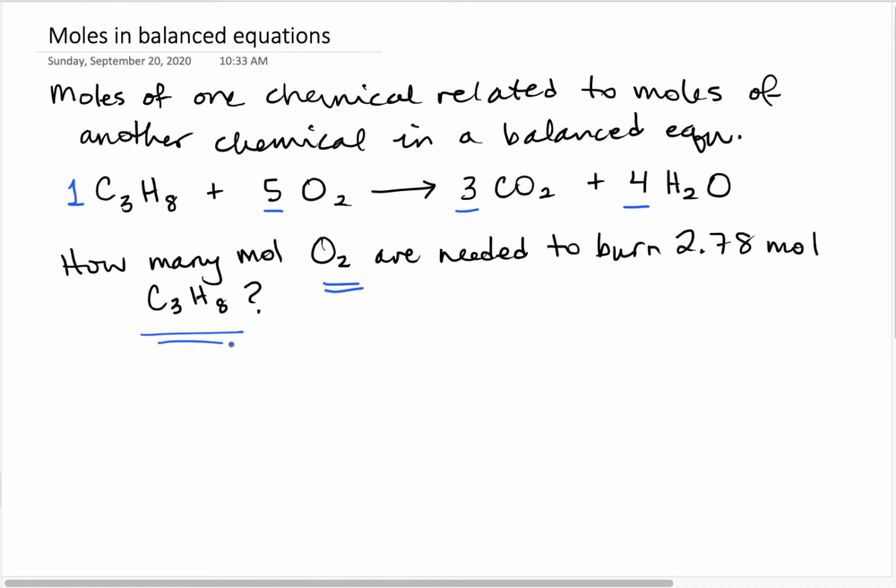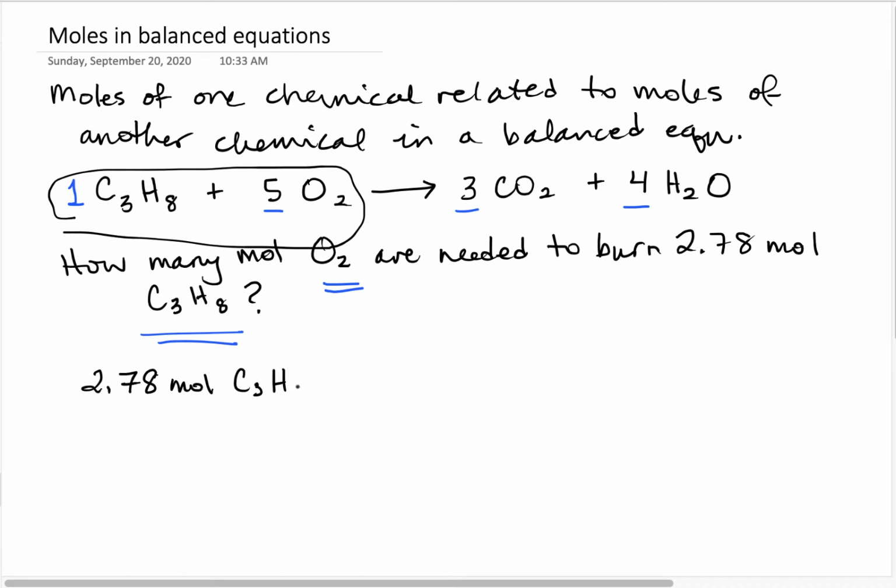In this, we're going to use the same kind of relationship based on the balanced chemical equation. This is the same kind of process that we did in our previous video, but we're now relating two different chemicals rather than looking at just one of the elements inside one chemical. But we're going to set it up exactly the same way. Our balanced chemical equation is like a unit conversion factor here. So we're going to take 2.78 moles of C3H8, which is what we are given to start with.